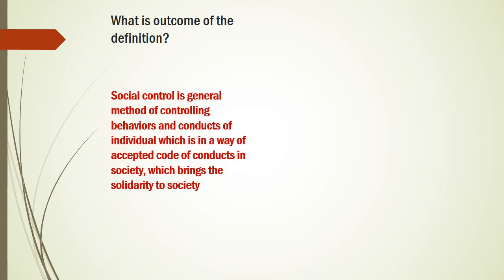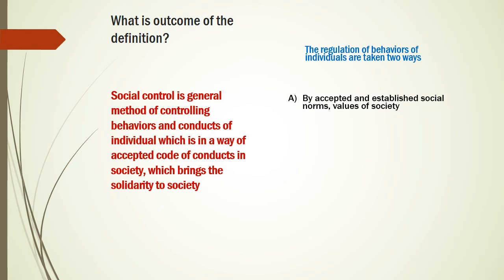Let's slide. What is the outcome of the definitions? Social control is a general method of controlling behaviors and conduct of individuals in a way of accepted code of conduct in a society, which brings solidarity to society. The regulation of behaviors of individuals is taken in two ways. One, by accepted and established social norms and values of society, and by use of force, law of society controls the behavior and conduct of people.